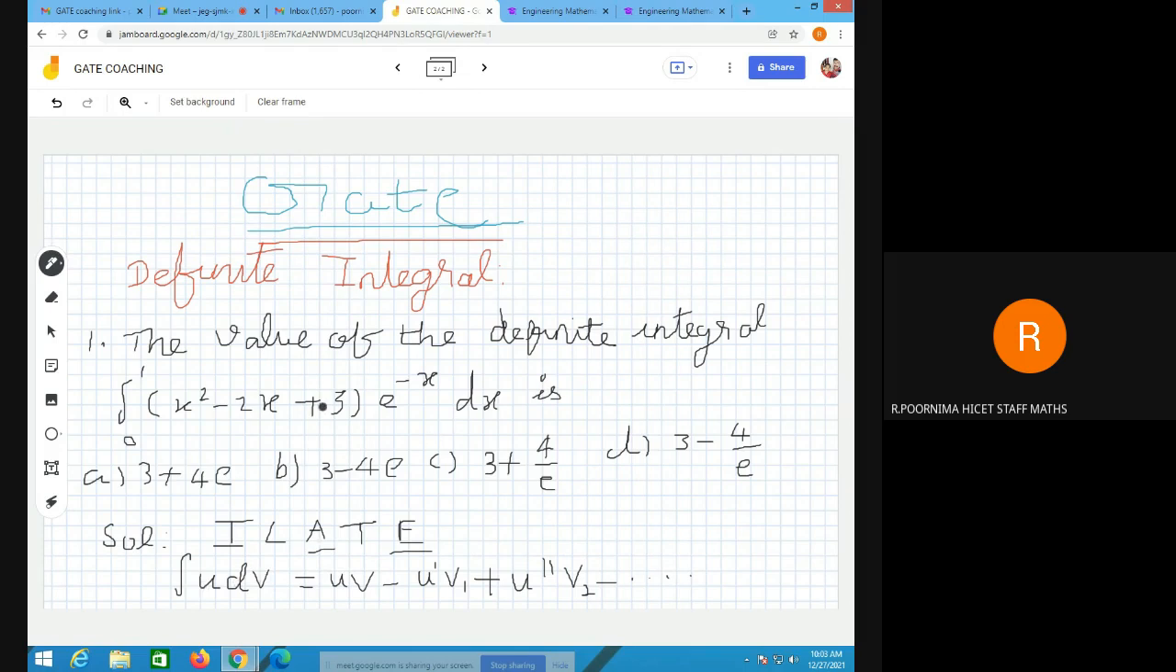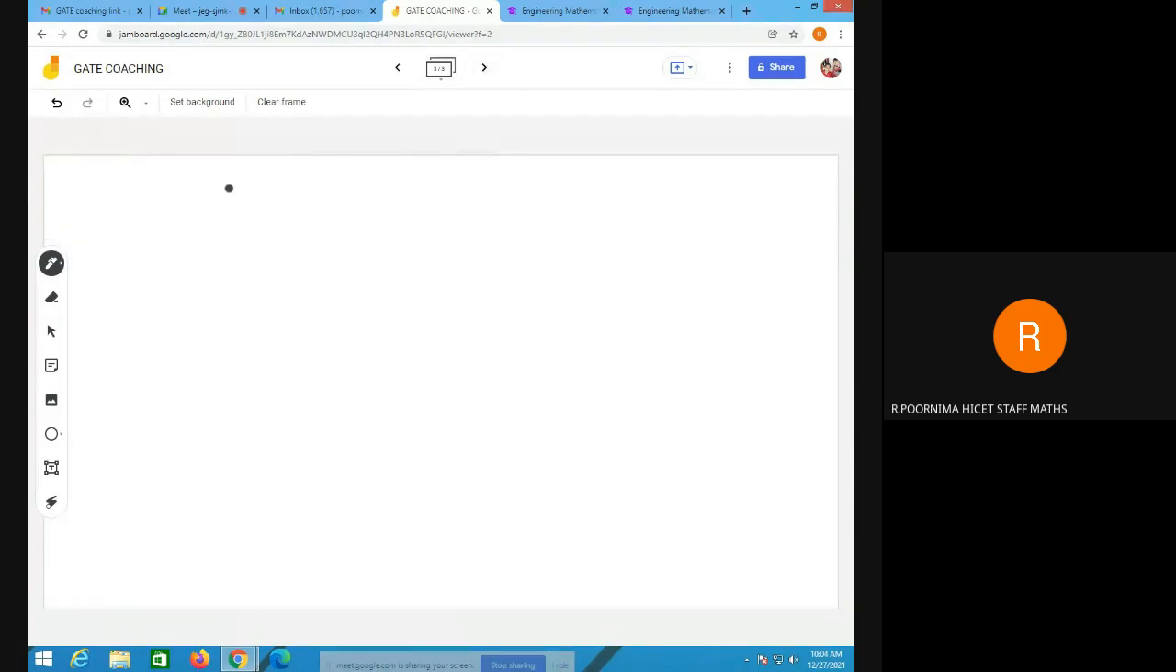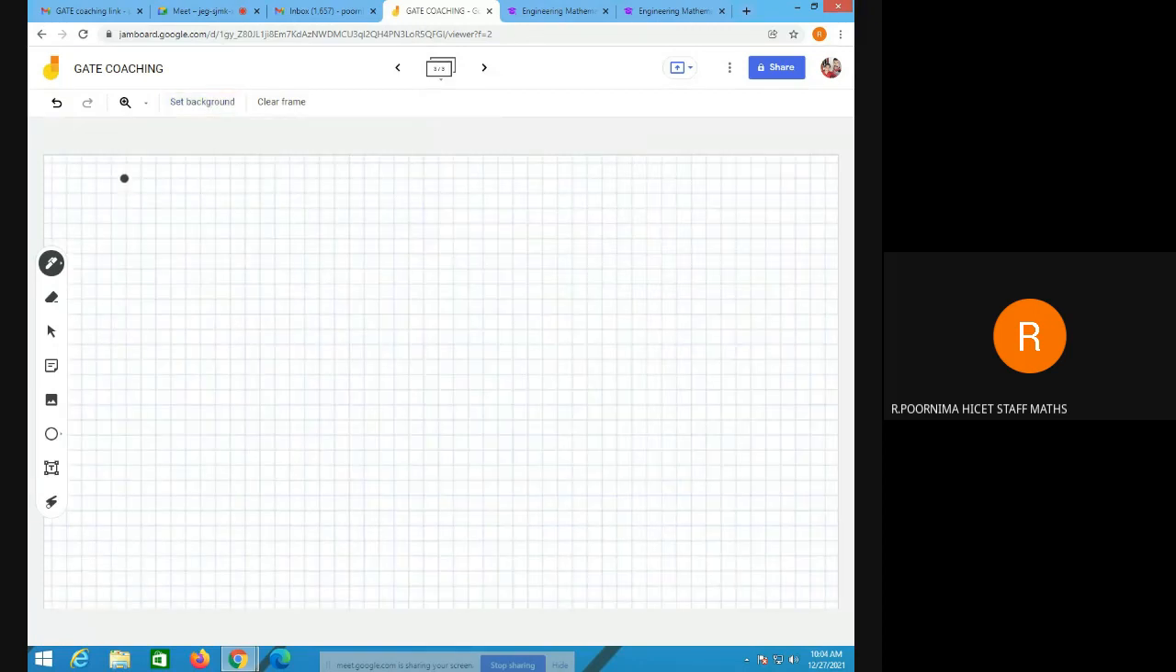Now we need to integrate this using Bernoulli's formula: integral of u dv equals uv minus u dash v1 plus u double dash v2 minus etc. Here u dash, u double dash and so on are differentiation terms, and v1, v2 and so on are integration terms. So first we assign u equal to the algebraic term x square minus 2x plus 3, and the remaining term as dv, that is dv equal to e power minus x into dx.